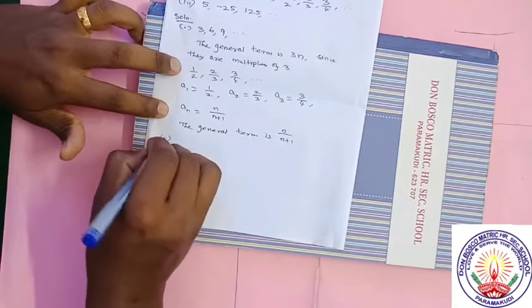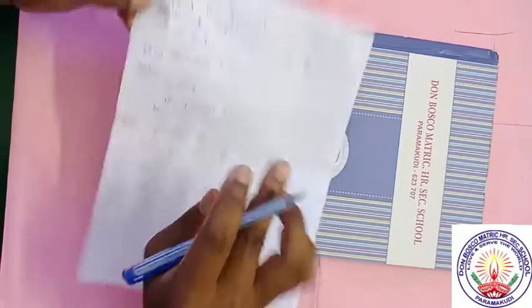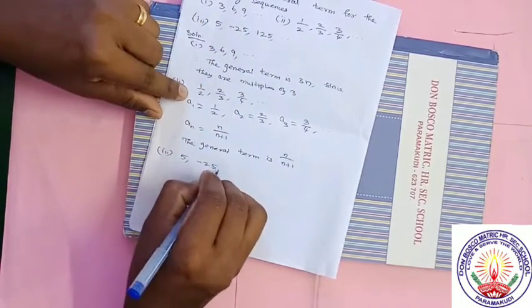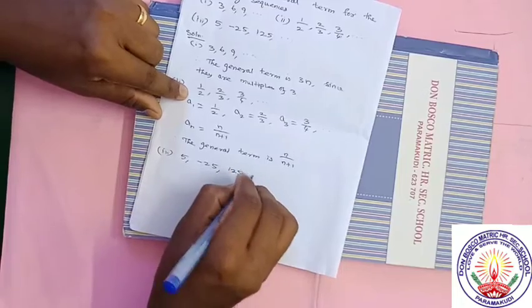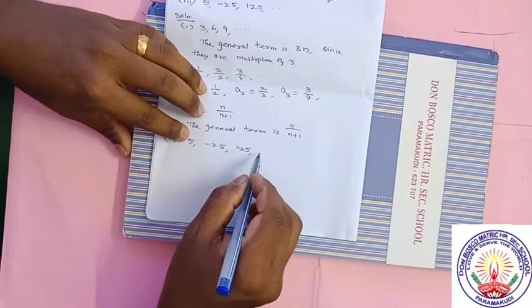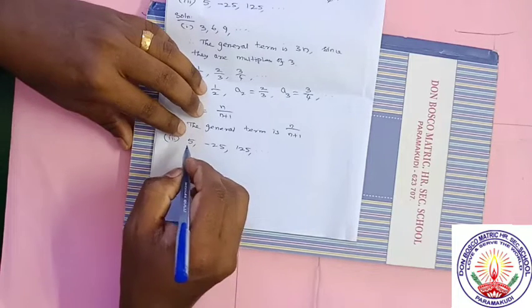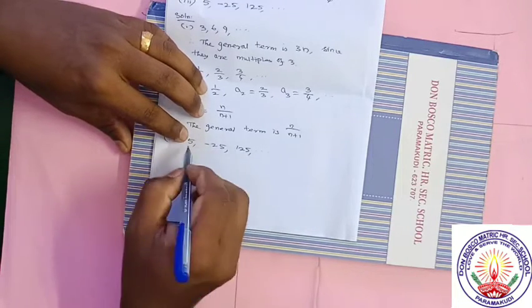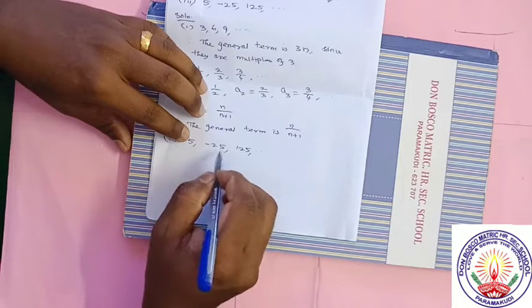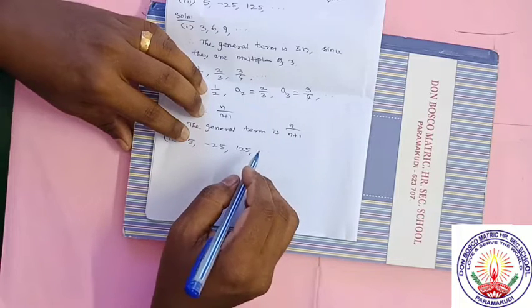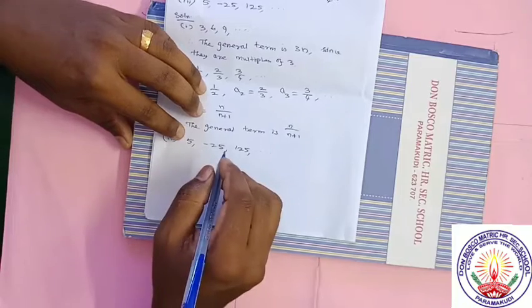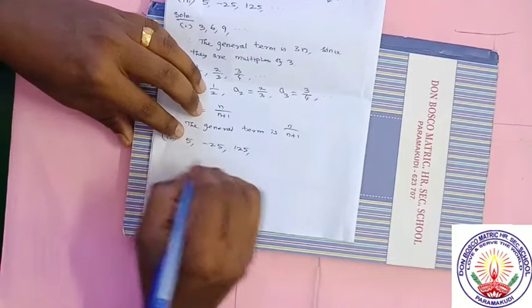Third one, the sequence is 1, 5, minus 25, 125, dot dot dot. Look at the sequence. Plus, minus, plus, the next term will be minus, and so on. And also, all the numbers are multiples of 5. 1 times 5 is 5. 5 fives are 25. 25 fives are 125. They are the powers of 5, and plus and minus are alternately coming.